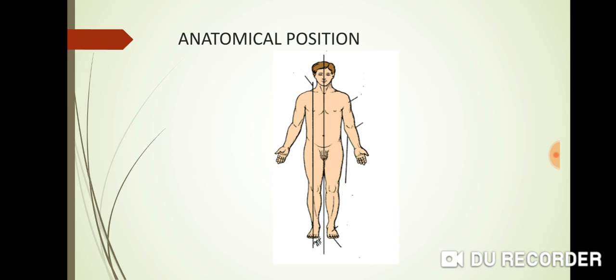So the body can assume a variety of positions. So there could be standing, or upright or erect position, or it could be lying down. And lying down could be either on the stomach or on the back. So the relative position of the different parts of the body can still be described if a common point of reference is agreed upon. And this common point of reference is the anatomical position. So in this position, the body is erect with feet parallel. The arms are hanging at the sides with palms facing forward.